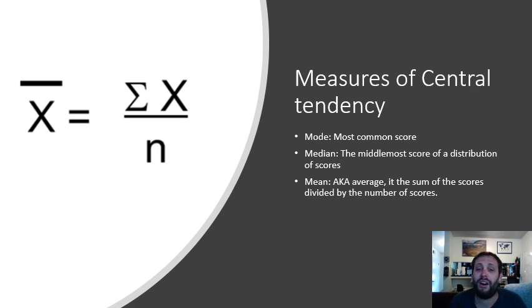Lastly, we have our mean, otherwise known as the average. This is the sum of scores divided by the number of scores. And you can see that in the equation in the upper left there, which is the sum of the scores over the total number of scores.